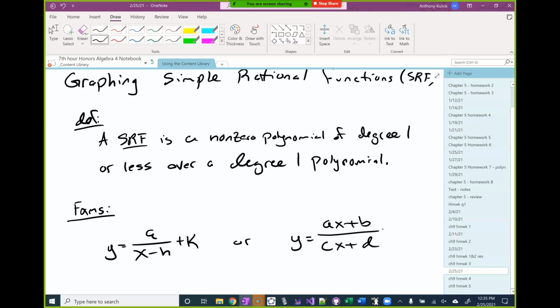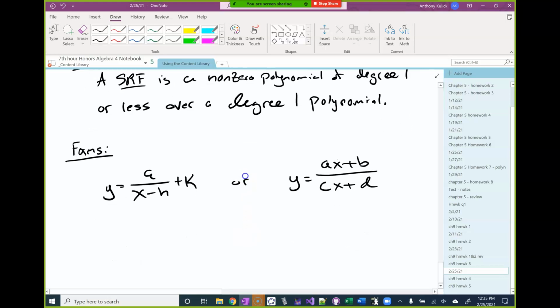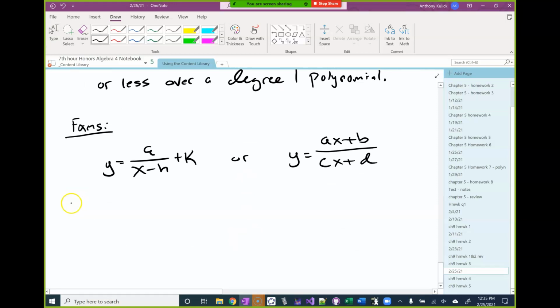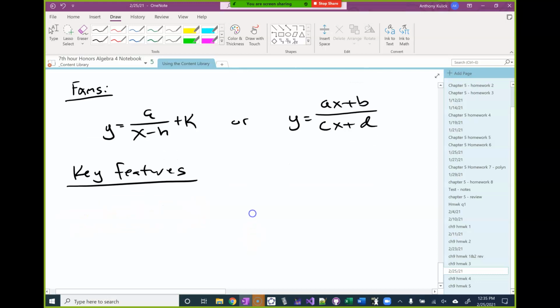Okay. The graph of a simple rational function has a couple of special key features that we need to be aware of. So the first one is called a vertical asymptote. I'm going to abbreviate that as VA. Again, that's going to come up a lot. That's a lot of letters and a bit of a mouthful. It's a heck of a lot easier just to say VA. You know what I mean?